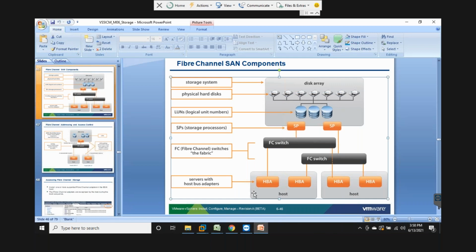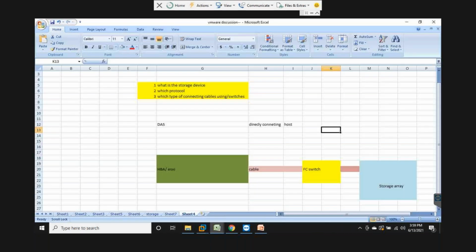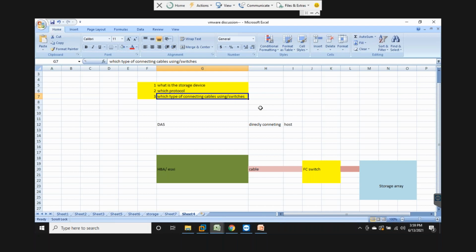So what is the major difference? Again, come to the criteria based on which you are saying that there is a difference. One is the storage device. Second is the protocol. Earlier we were using iSCSI, an IP based protocol, TCP/IP protocol. Now in fiber channel we are using the fiber channel protocol. And earlier we were using simple cables, but in the case of FC, we are using FC cables and fiber channel switches. So that is the major difference.